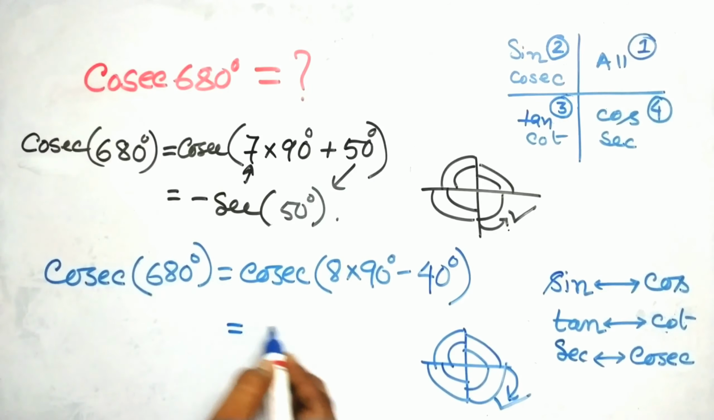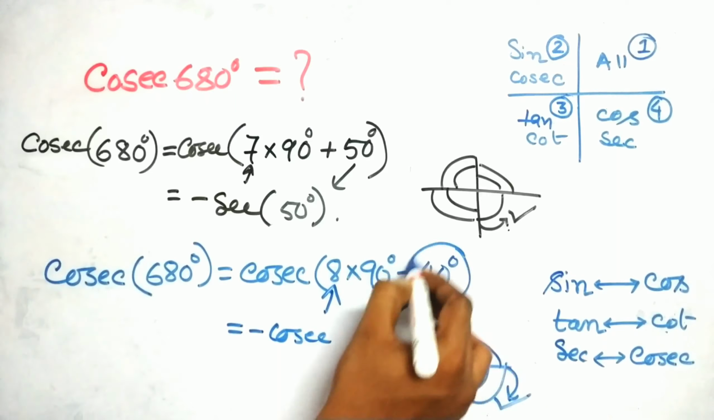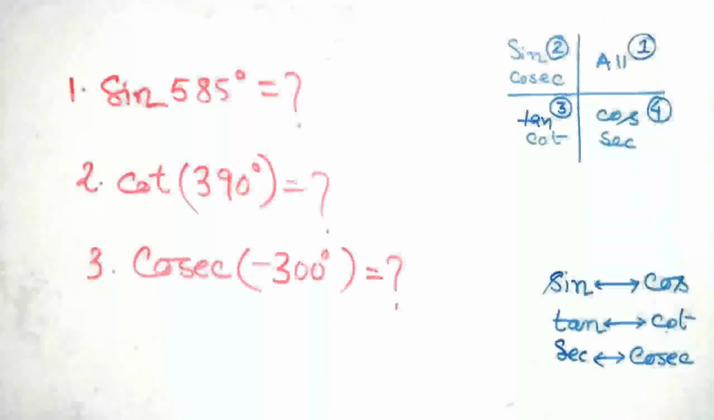Now for fourth quadrant, it is not a quadrant for cosec. So we have to put a negative sign. And now it is even multiplier. So we have to continue with cosec, and it is 40, not minus 40, it is only 40. So we'll write 40 degree. So it is nothing but minus cosec 40 degree. So if you check in the calculator, you will get the value of minus sec 50 and minus cosec 40 are same. I hope you have understood.